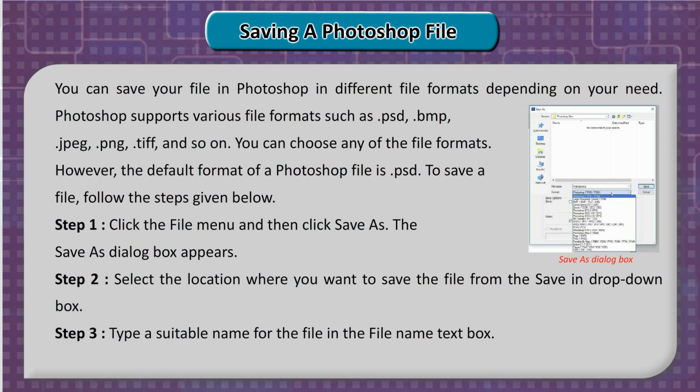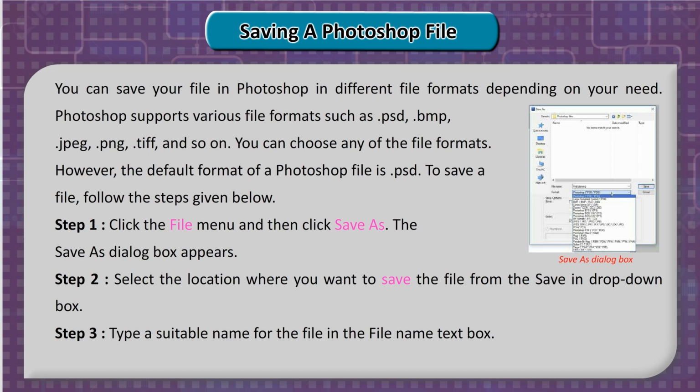Saving a Photoshop file. You can save your file in Photoshop in different file formats depending on your need. Photoshop supports various file formats such as PSD, BMP, JPEG, PNG, TIFF, and so on. You can choose any of the file formats. However, the default format of a Photoshop file is PSD. To save a file, follow the steps given below. Step 1. Click the File menu and then click Save As. The Save As dialog box appears.